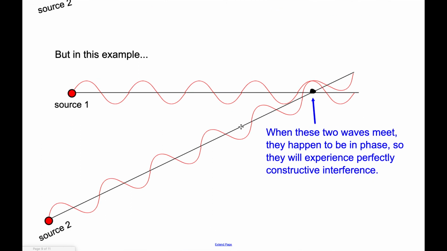In the example below, the sources are shifted a little bit. They are still emitting the same wave in phase from the source, but now wave number 2 has to travel even further. So when the two waves overlap in space, they happen to both be at a crest, meaning you're going to have perfectly constructive interference.